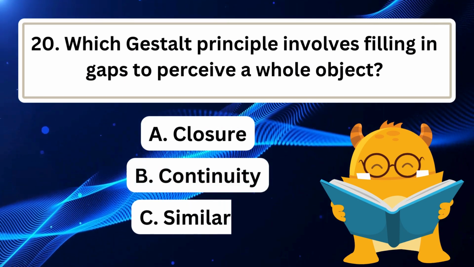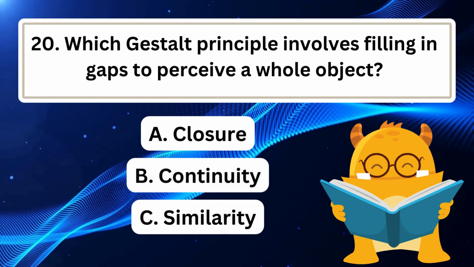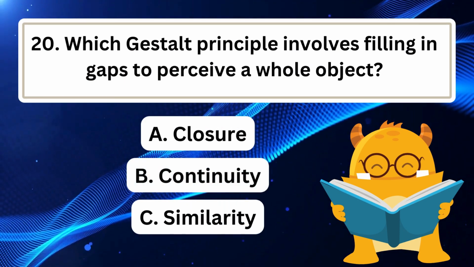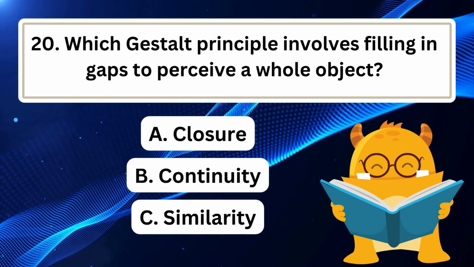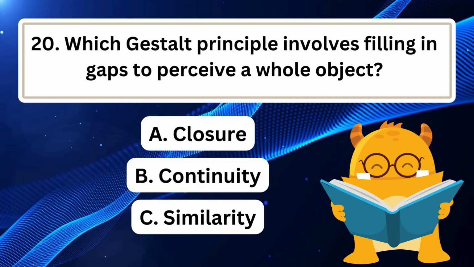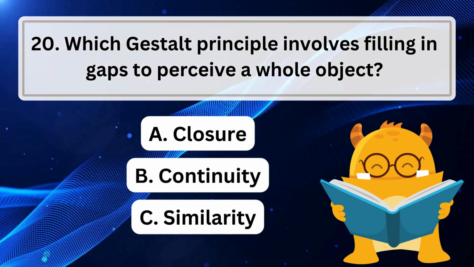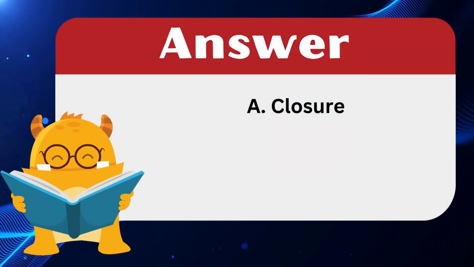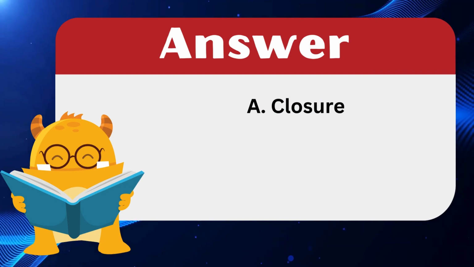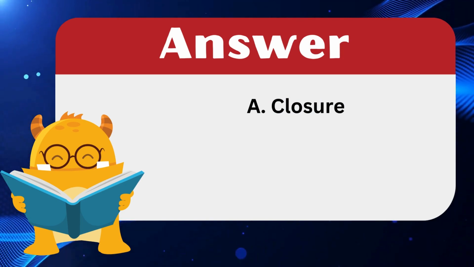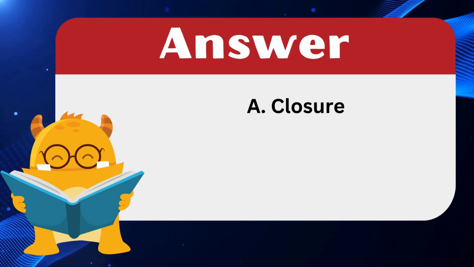20. Which Gestalt principle involves filling in gaps to perceive a whole object? A. Closure. B. Continuity. C. Similarity. A. Closure. Closure is the Gestalt principle involving filling in gaps to perceive a whole object.